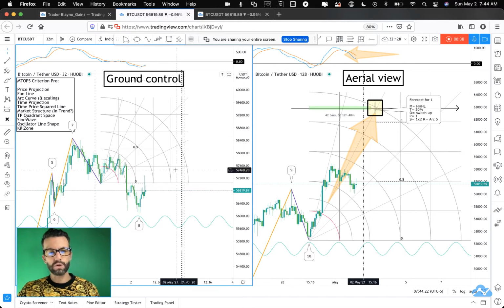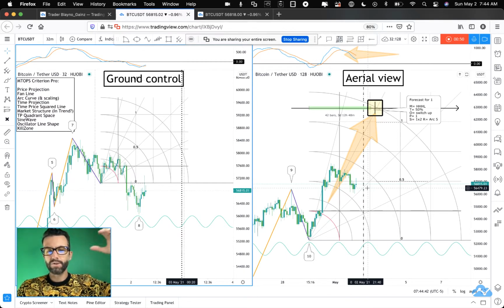So this ground control gives us the 32 minutes per candle view. This is nice and sensitive enough for us to make swing trades off of, and we use this to get our orders in, our stop losses in, and our targets in. So that's what the ground control is used for. The aerial view gives us an overview, almost like a drone looks over a battlefield, I suppose. The aerial view gives you a bird's eye view of what's happening in the market.